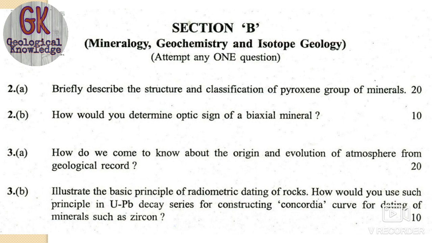So question number 2a, you have to briefly describe the structure as well as the classification of pyroxene group of minerals. In the previous 2019 question, you have seen the question related to mica group of minerals. So again you will get a question from the mineral families, and here you have to briefly describe the structures as well as the classification of pyroxene group of minerals. Okay, so classification means orthopyroxene and clinopyroxene.